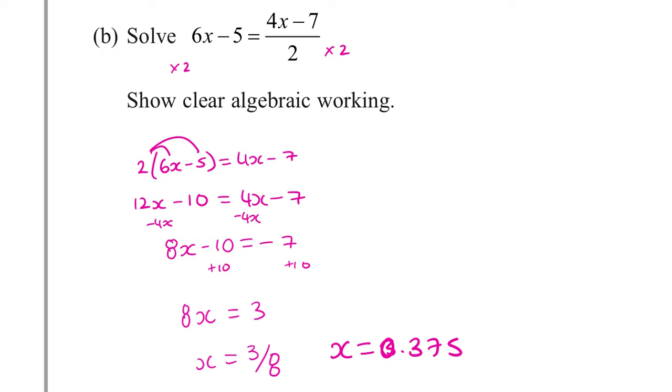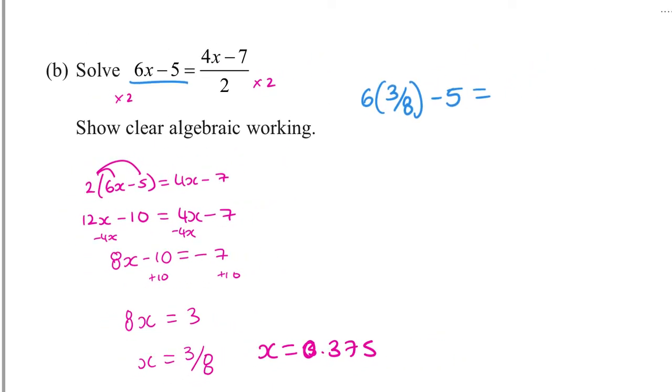This is crazy. Are you ready for this? We're saying 6x minus 5. So we're saying 6 lots of 3 over 8 minus 5. We're saying that is the same as 4 lots of 3 over 8 minus 7 all over 2. There's no need for you to ever get this wrong. So let's try it, shall we?